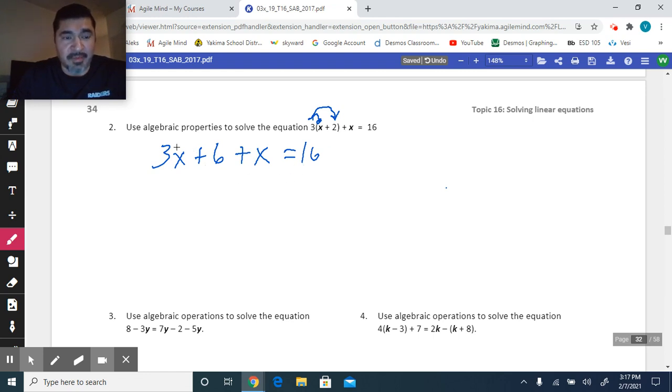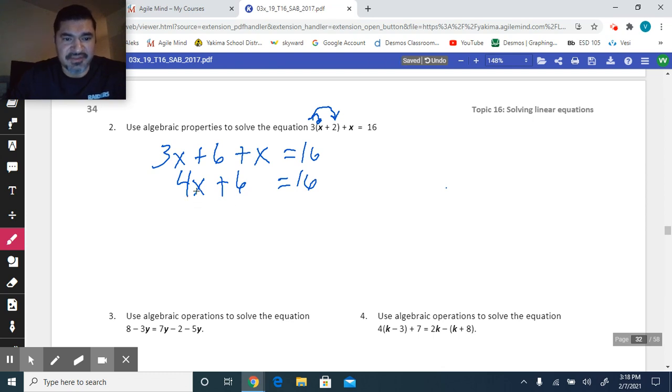Okay, so remember, our goal is to isolate the x, to have the x all by itself. Well, I've got this big chocolate mess right here, so I need to clear some things up. So I have 3x plus x. I'm going to combine like terms. 3x plus x is 4x, and then plus 6. So all I did was combine these two. Equals 16.